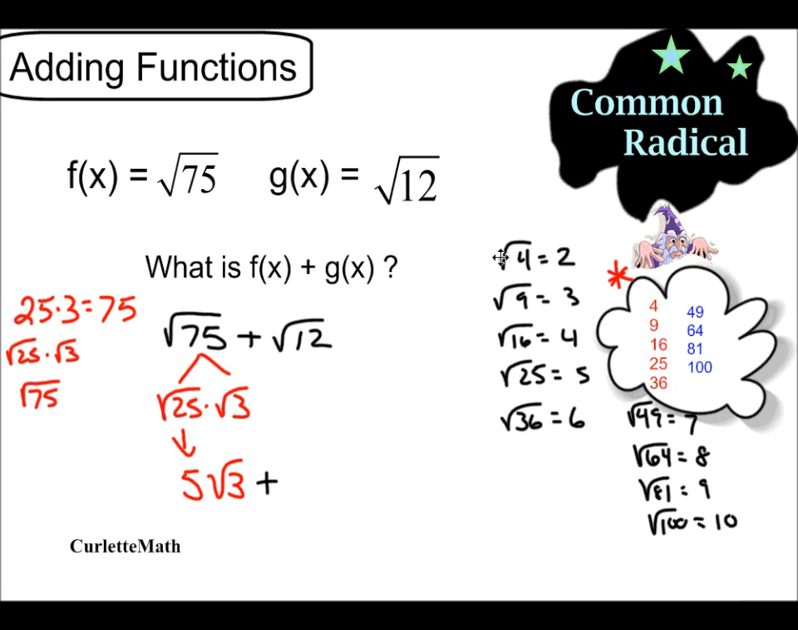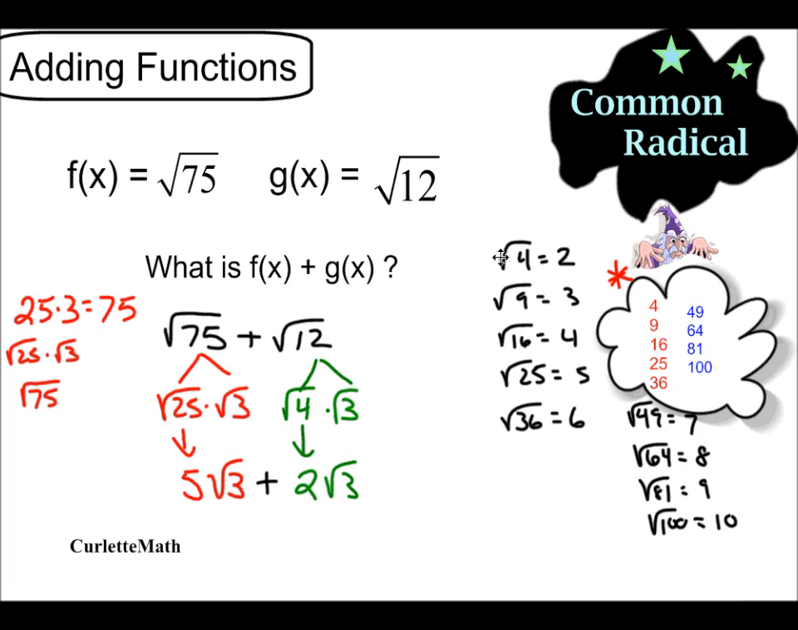Plus, well, let's look at that square root of 12. Well, 12 can be divided by 4 and 3, because 4 times 3 gives us 12. We need to put square roots because it's underneath the square root. Just like when we did the square root of 75, the square root of 4 is going to be 2, so that breaks down, and we get 2 square roots of 3.